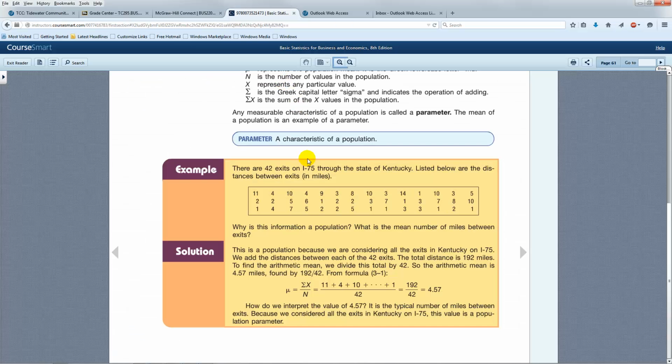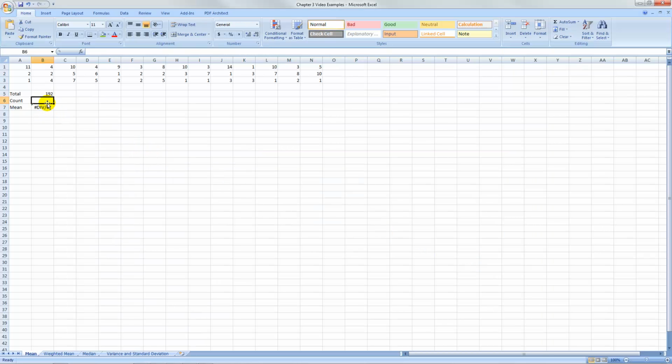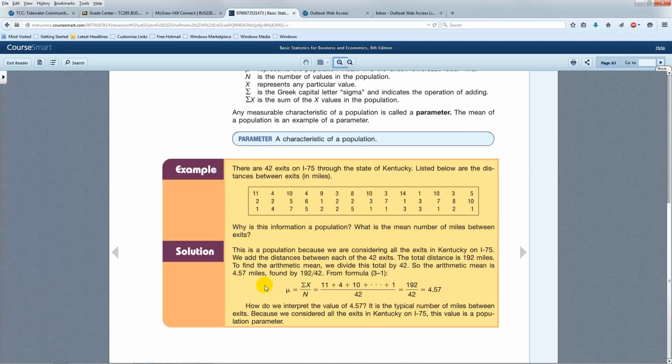So let's go back and look at if we're correct so far, and you'll see in the solution it says the total distance is 192 miles. And then we want to know how many of these observations we have, right? So now we're going to just count how many observations we have. And we have 42 observations. Are we correct? Yes, we add the distances between each of the 42 exits.